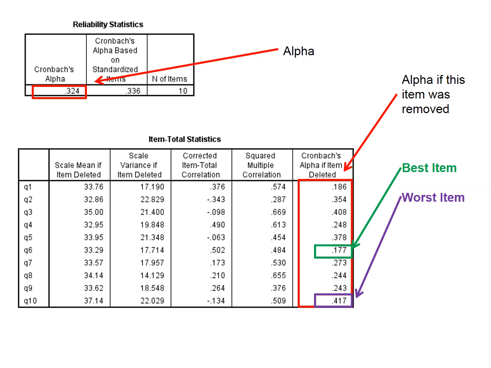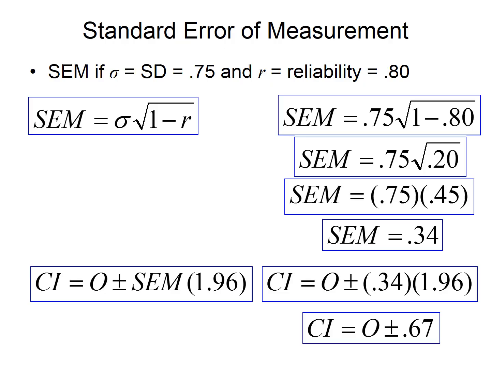So if we go to question 6 and we go over to that green box, we actually find out if the question 6 wasn't included, our alpha would go from 0.32 down to a 0.17, much worse. So that's one of our best items. However, if we look at question 10, we actually see that that one, if we remove that item, the scale actually gets better. It goes from 0.32 to 0.417. That's a bad item that we'd actually want to remove.